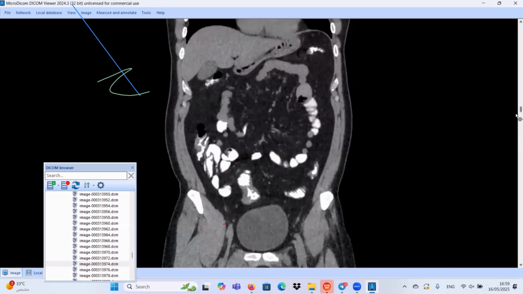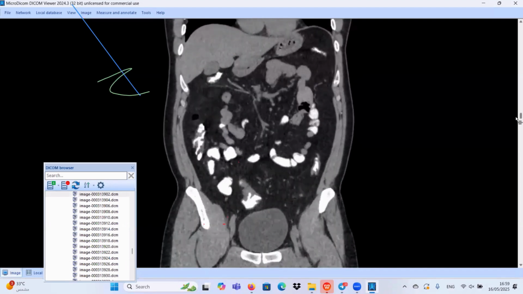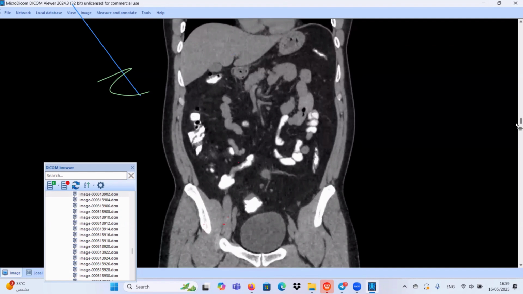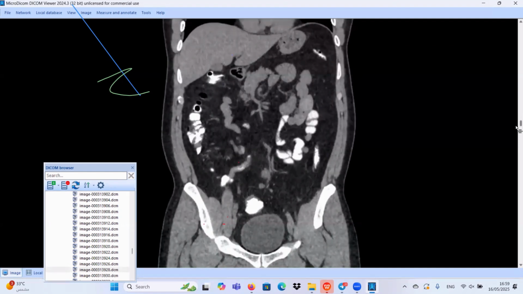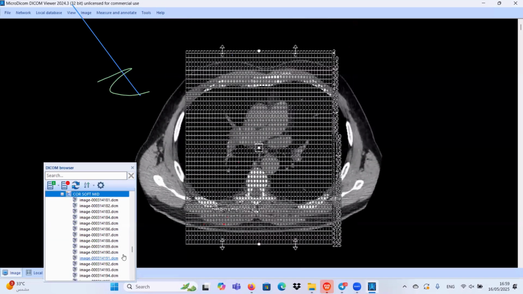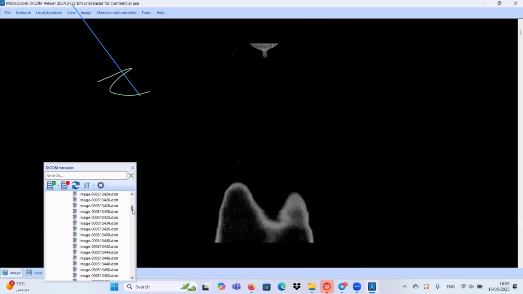Sorry, sir. It's jumping. No problem. Okay. This region. Yes. But this is with oral contrast only. There is no intravenous contrast. Okay. I will give you the intravenous. Okay, no problem. Just a minute. I will give you the axial.